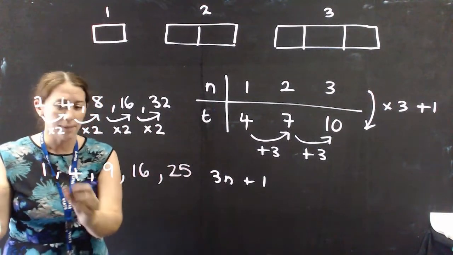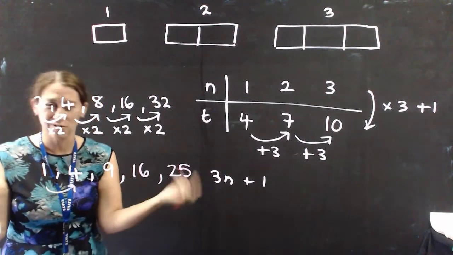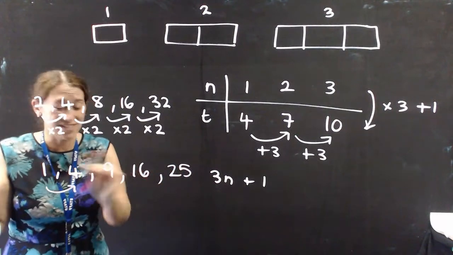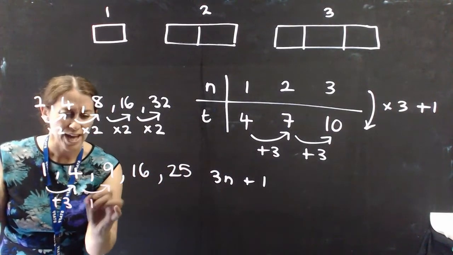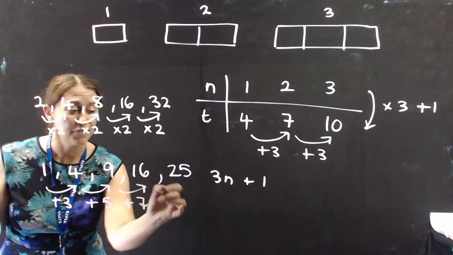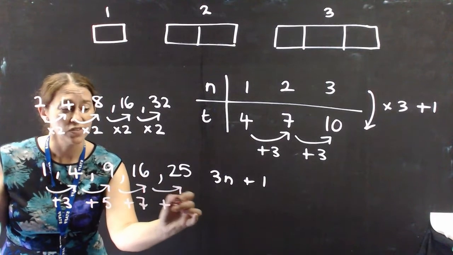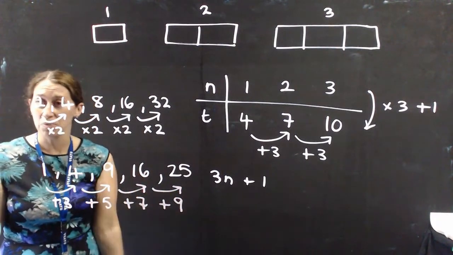Okay, let's look at what happens. Let's look at the difference here. Okay, so no multiplying. 1 times 4 is 4, doesn't work. 4 times 4 is 16, it's not working. So let's look at adding. We add 3, then we add 5, then we add 7, then we add, now you can see here, we are adding 9. These are all the odd numbers.